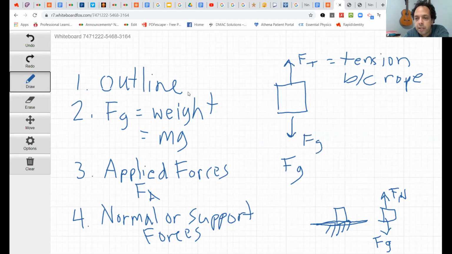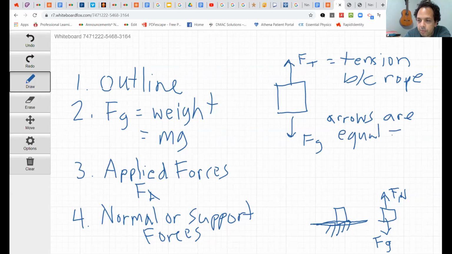So because the arrows are the same size, it's a constant speed. Arrows are equal. So this means that it's constant speed.